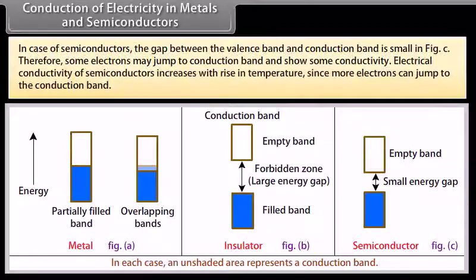In the case of semiconductors, the gap between the valence band and conduction band is small, as in figure C. Therefore, some electrons may jump to the conduction band and show some conductivity. Electrical conductivity of semiconductors increases with a rise in temperature since more electrons can jump to the conduction band.